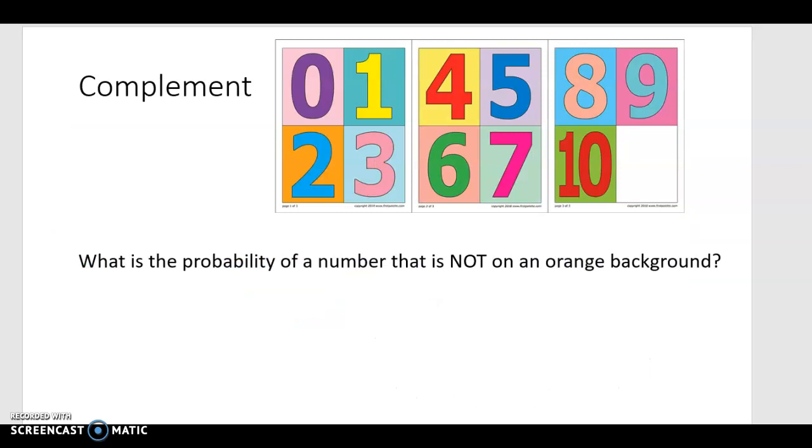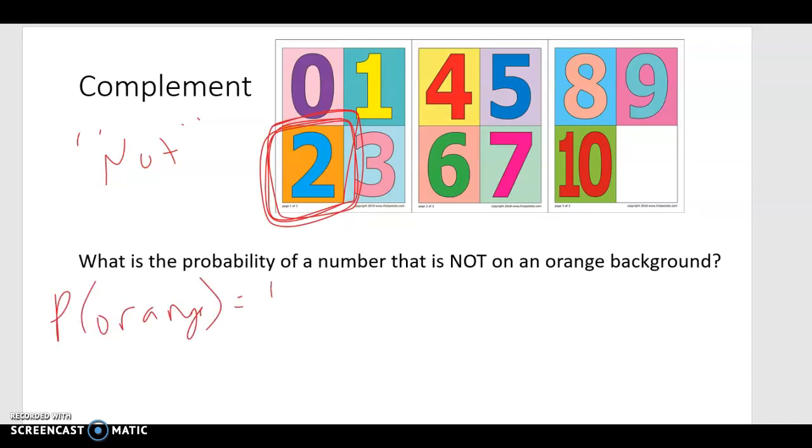But now let's get to the complement. The complement is simple, right? Again, it means not. So what is the probability of a number that is not on an orange background? Well, the number 2 is the only number here on an orange background. So the probability of orange background is 1 out of 11. That means the probability of not orange background is everything else.